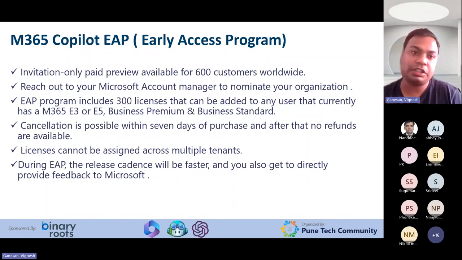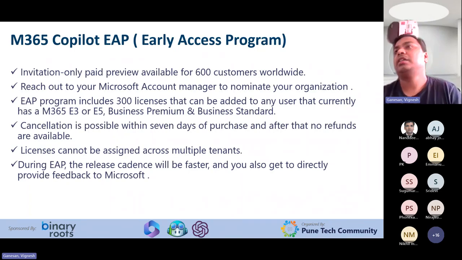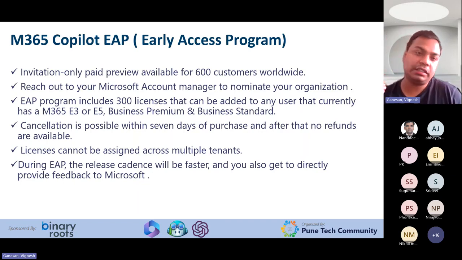Once that is a proper conversation which happens, and once you're okay with that, you would get an invitation, and then the invitation will walk you through the steps that a global admin needs to do to enable this. As of today, the EAP program includes about 300 licenses that can be added to any user. But the catch there is you need to make sure that these licenses can be added only for a user who has either M365 E3 or M365 E5.